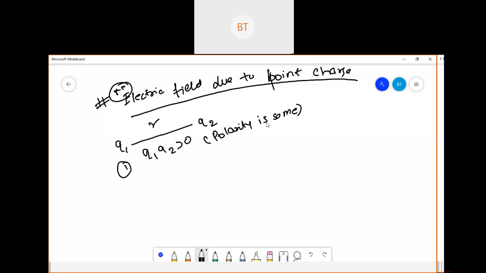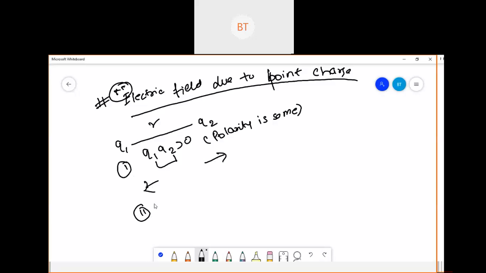As we have discussed earlier, in this case there will be a repulsive force acting between these two charges, because these have the same polarity. Same poles repel each other. So there will be a repulsive force in this direction, and the direction will be this side. This we have discussed in Coulomb's law. That was the first case.